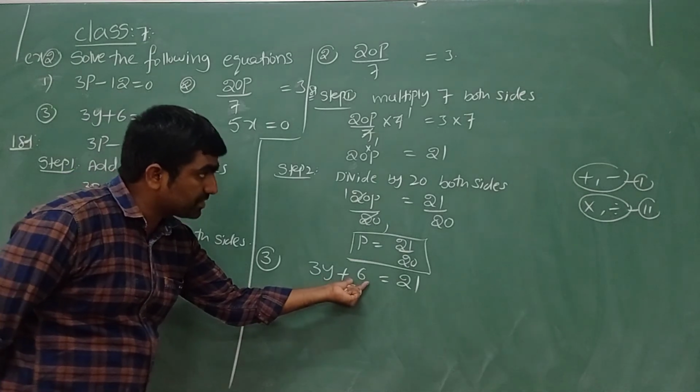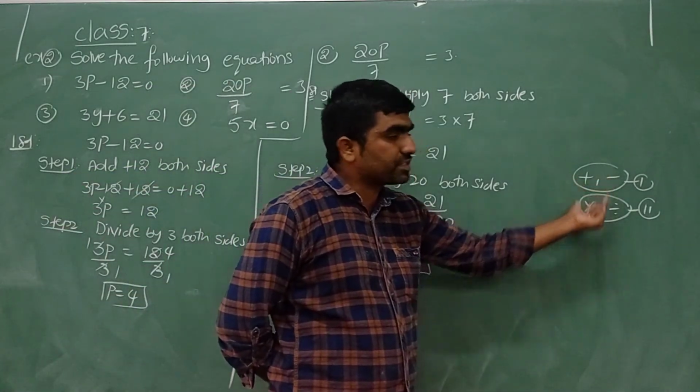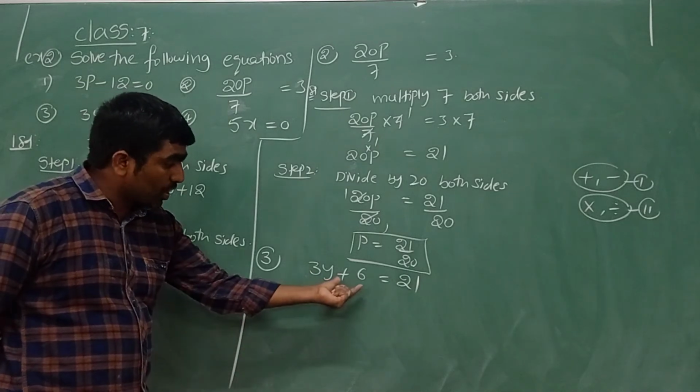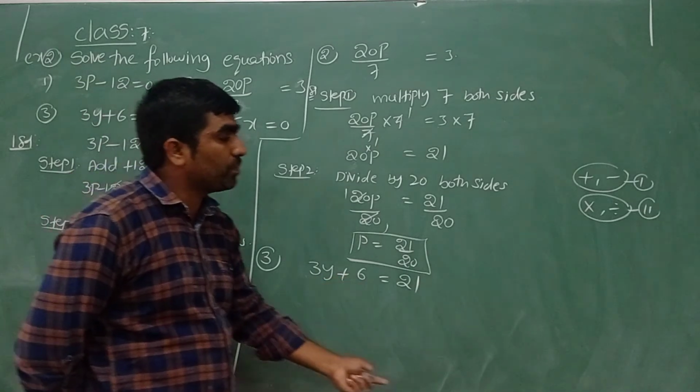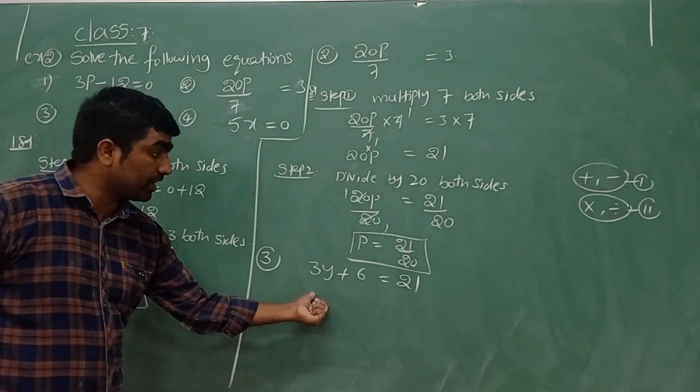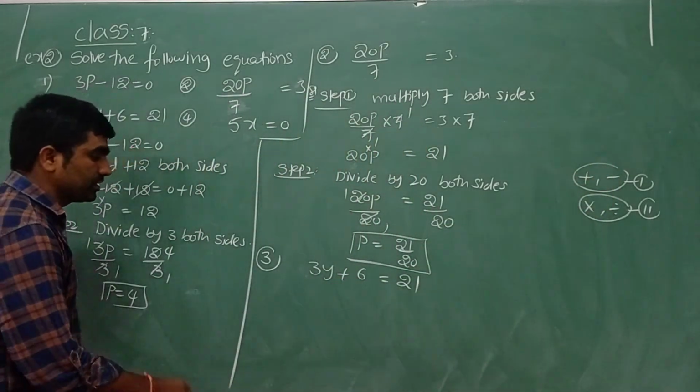So first we have to remove plus 6. I said first importance: plus or minus term we can remove, then the terms which are along with the variable. So how can I remove this plus 6? When we have plus, I said we can go with minus. Minus means subtract the same number from both the sides.